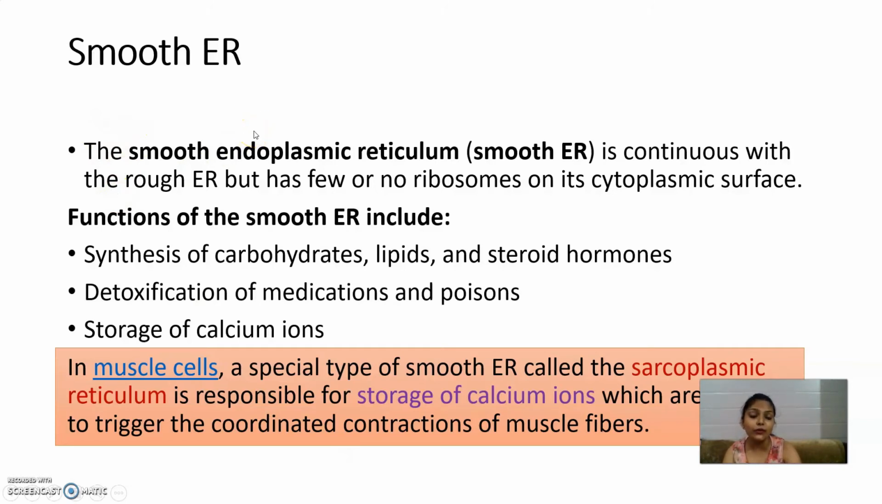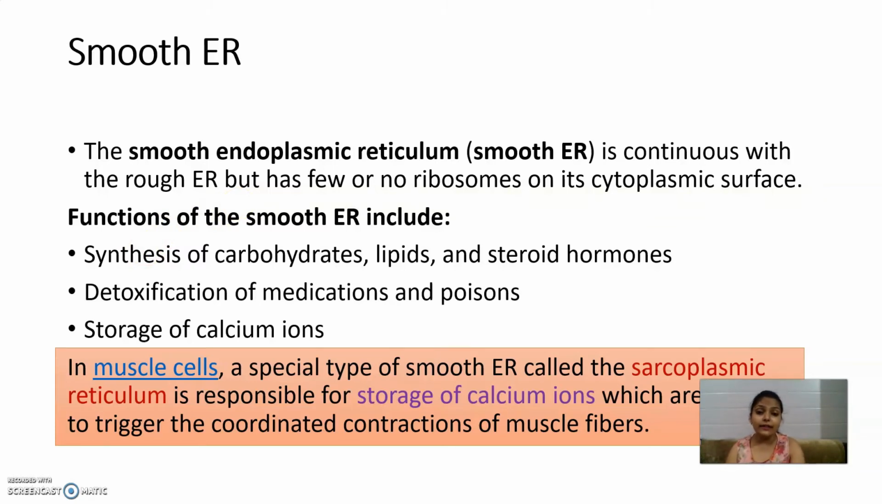Smooth ER is continuous with the rough ER, but it doesn't have the ribosomes. Remember, the smooth ER doesn't have ribosomes at its surface. Now the functions of the smooth ER are: it synthesizes carbohydrates, lipids, and steroid hormones, detoxification of medications and poisons, and the storage of calcium ions.